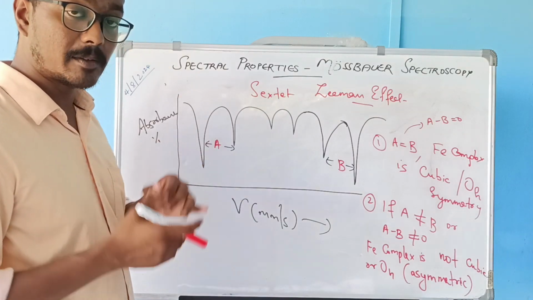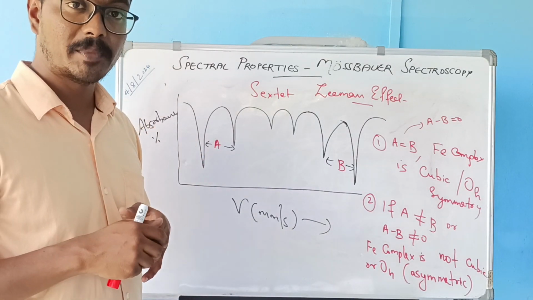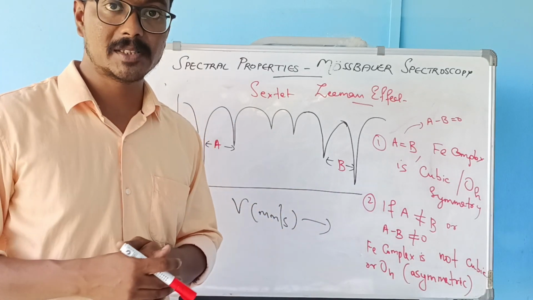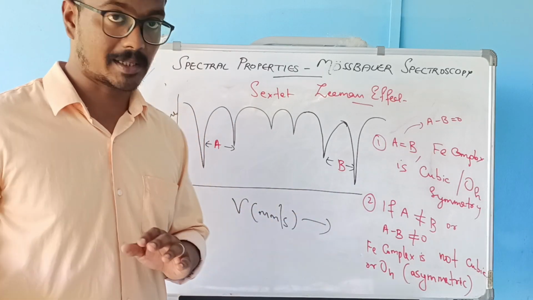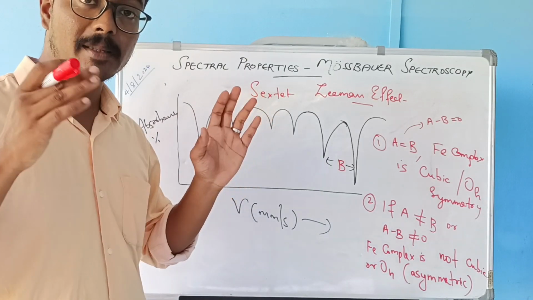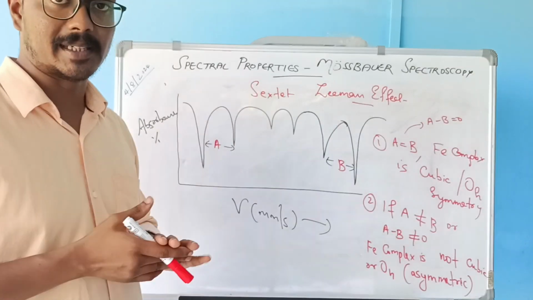From the spectra itself, it will give the magnetic properties of the specific nucleus, whether it belongs to ferromagnetic, antiferromagnetic species, the spin state, etc. And in addition to that, the symmetry of that particular complex can be inferred from the spectral details.